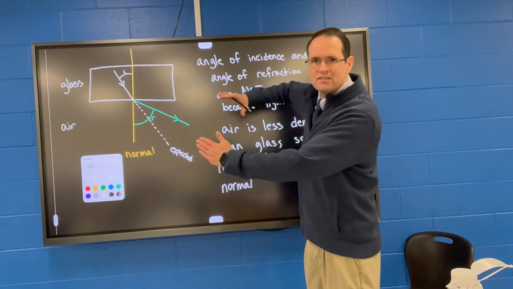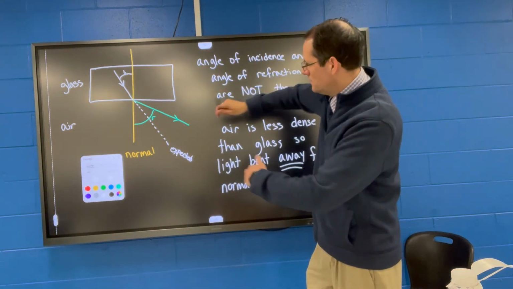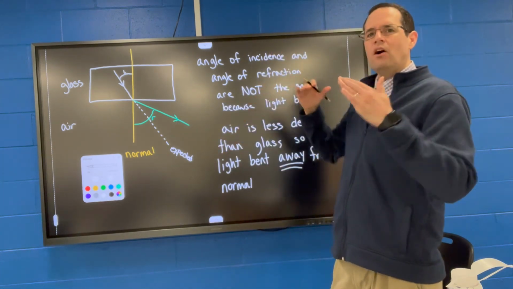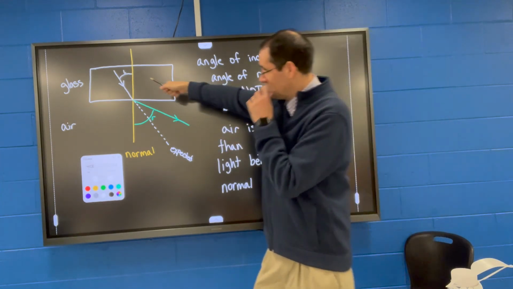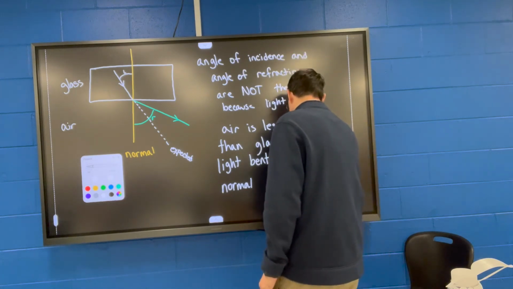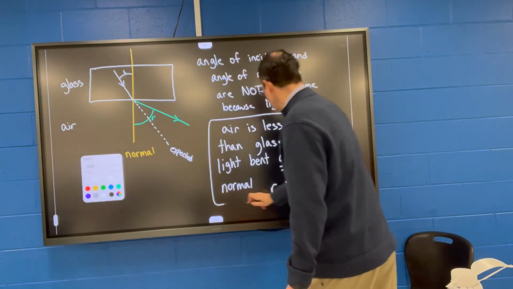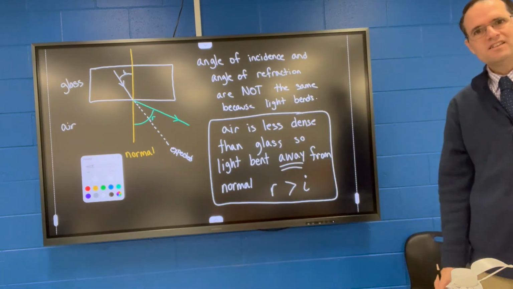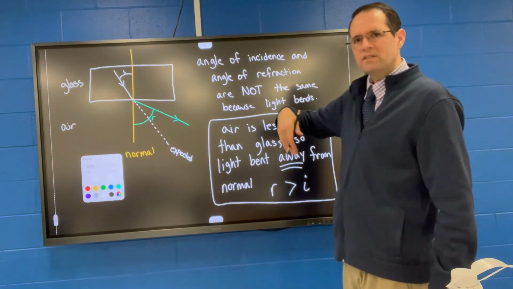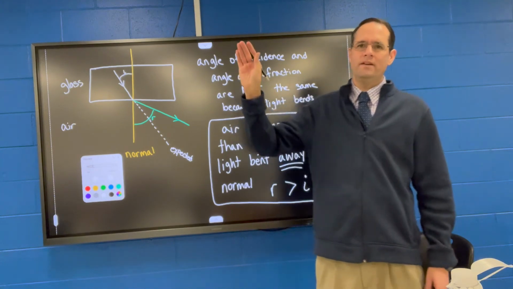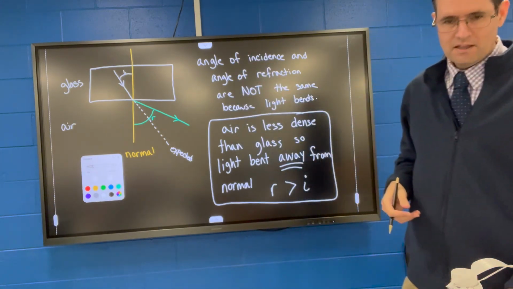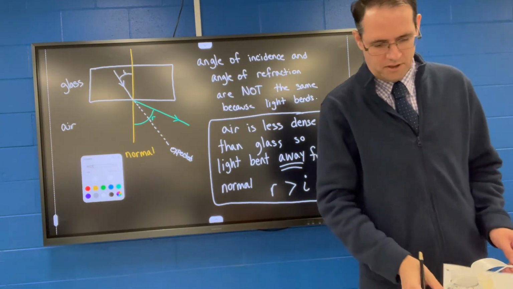And what that means is the angle of refraction, shown here in blue, is going to be larger than the angle of incidence, shown here in white. All right, so more dense towards the normal, less dense away from the normal, okay? That's what you need to remember here.